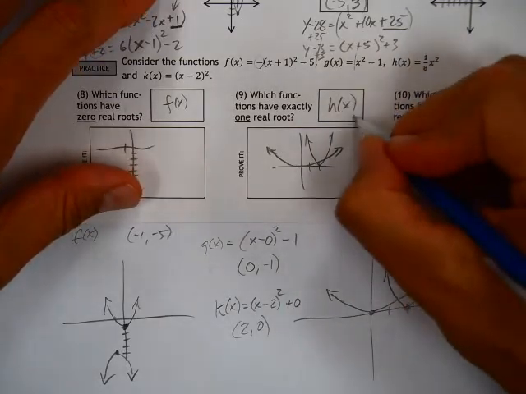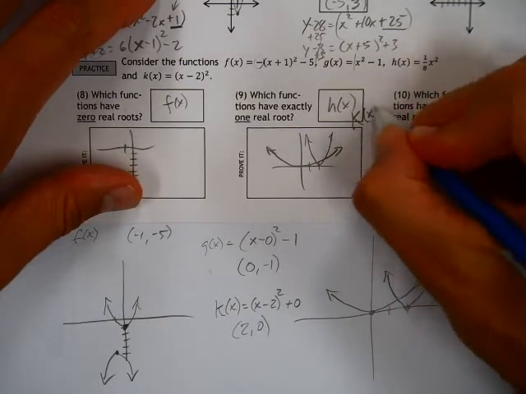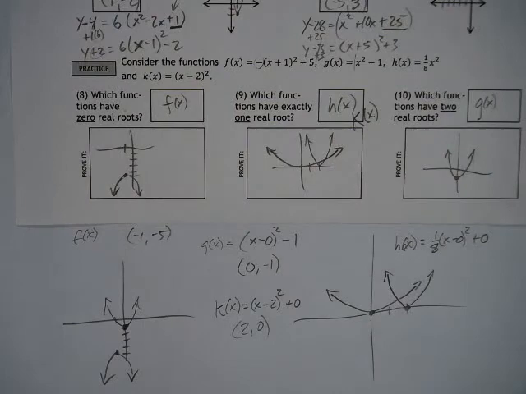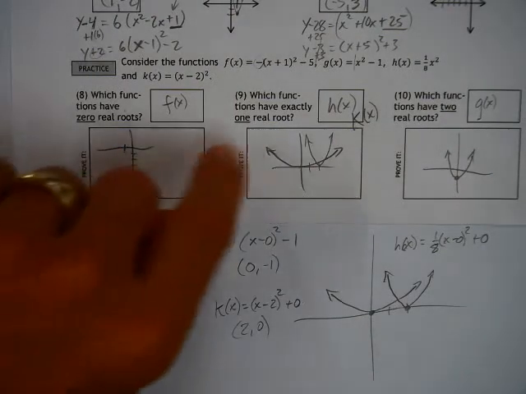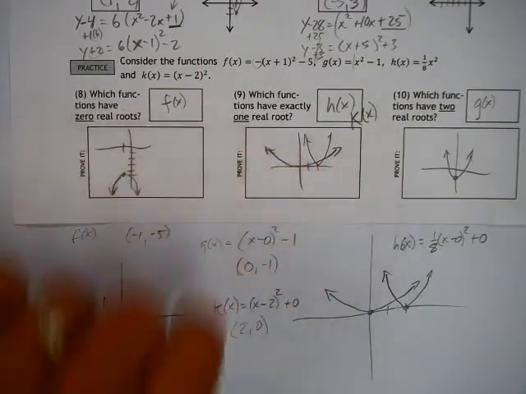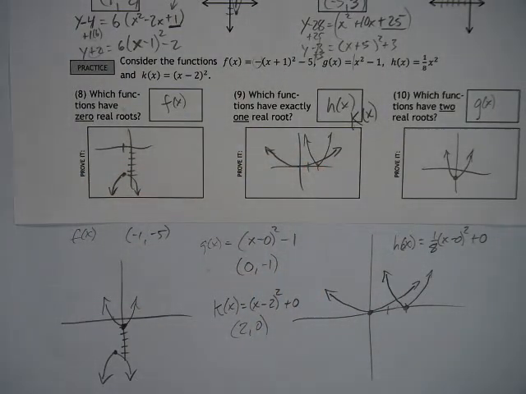So h of x, I didn't give myself much room for the other answer. K of x is the other. Okay? No solution because it never touches the x-axis. 1 solution for each of these because they're sitting on the x-axis, the vertex. 2 solutions because the parabola hits it twice.